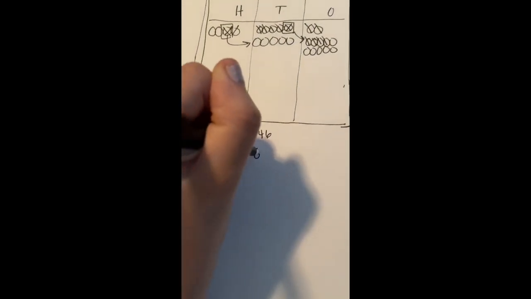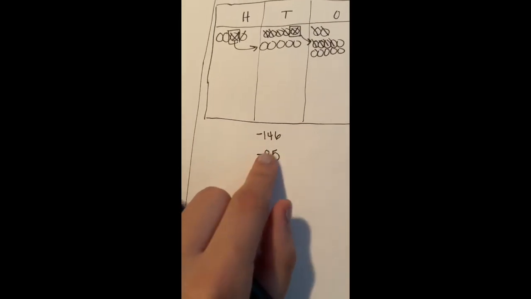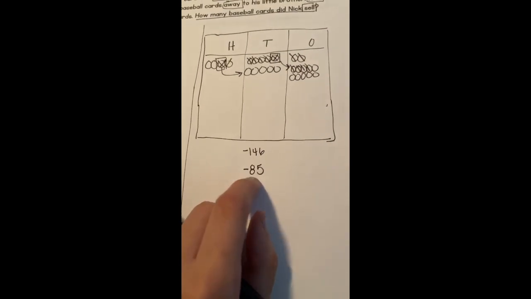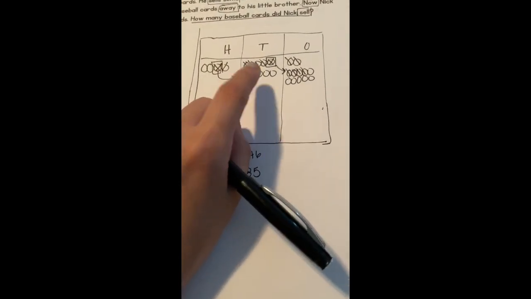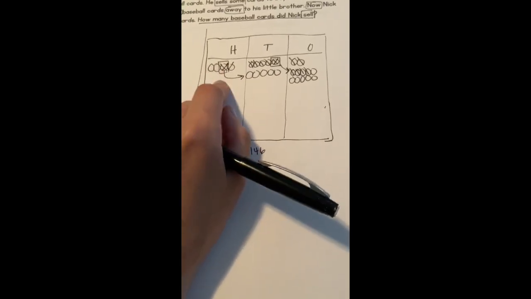So now I'm going to also subtract 85. I just write these numbers at the bottom so I remind myself what I'm doing. So I need to take 80 away, so I need to take 8 of these. But I don't have that. I only have 1, 2, 3, 4, 5. I only have 5 of them left. So I need to borrow once again from the hundreds place.